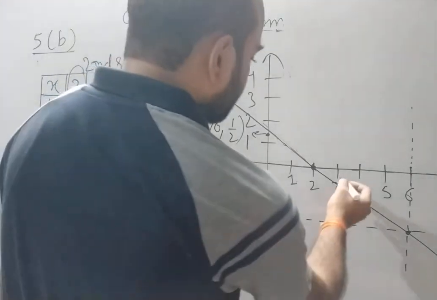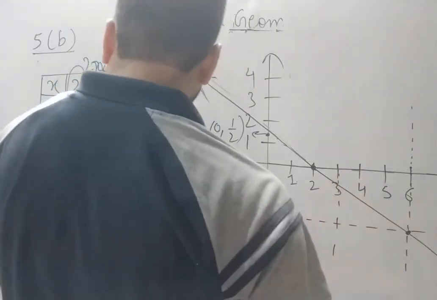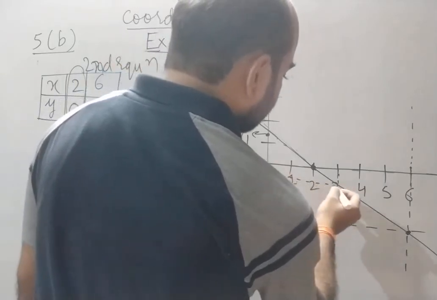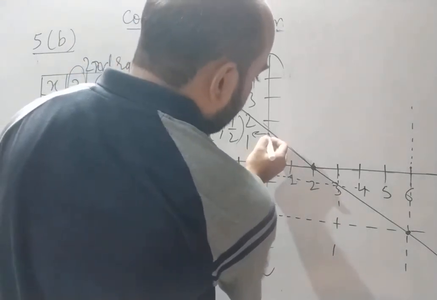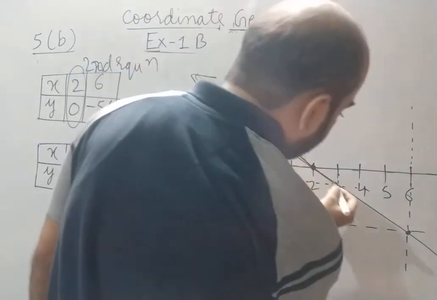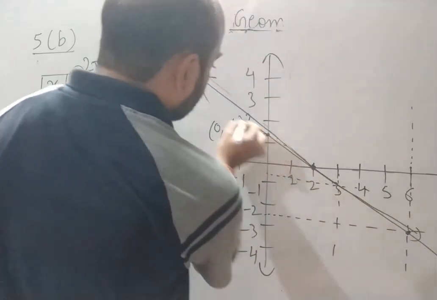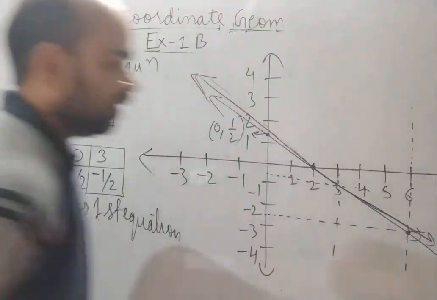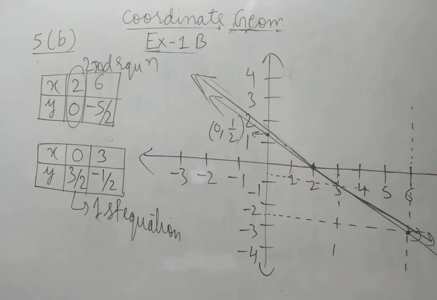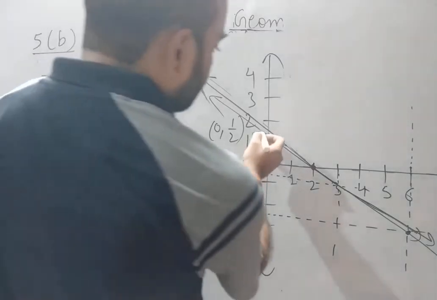3 comma minus 1 by 2 means this is 3, and minus 1 by 2 means between 0 and minus 1. Correct? Clear? So this will be passing through like this. I think maybe like this. Correct? So these are the two lines. So we have to find the point of intersection. So what is the point of intersection? I think 2 comma 0.